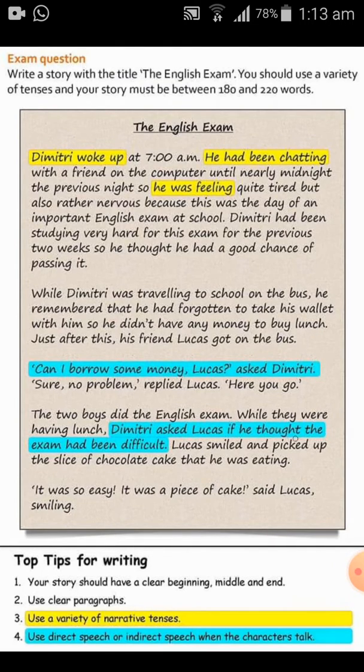It's actually an answer to an exam question. What is the exam question asking for? Write a story with the title, The English Exam. You should use a variety of tenses and your story must be between 180 and 220 words.